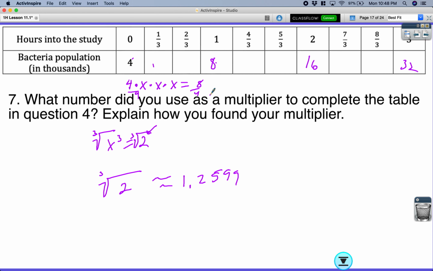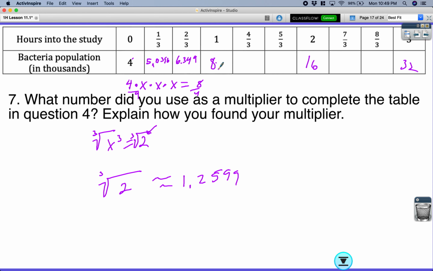So all I would do here now is go ahead and multiply 4 by 1.2599, or cubed root 2. So let's go ahead and do that. So 4 times 1.2599 gives me 5.0396. And then what we would do is go ahead and do that again to get 6.349. These are all estimates. And if I were to do that again, I would get very, very close to 8.